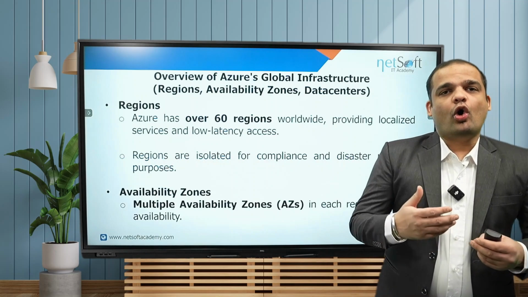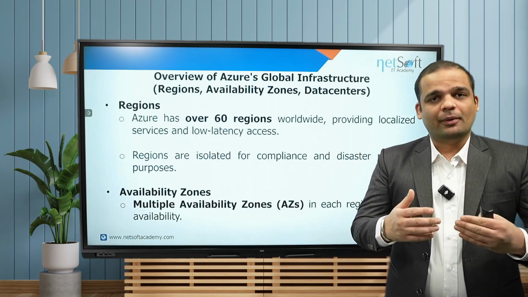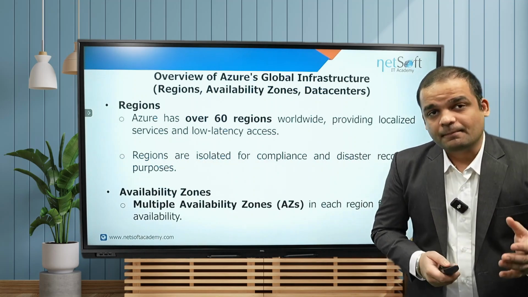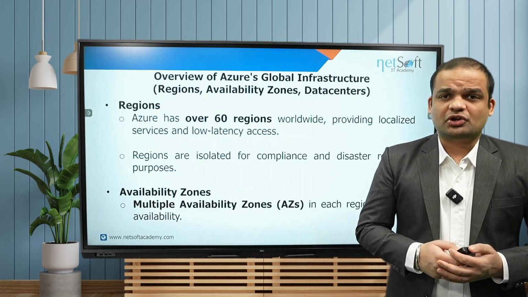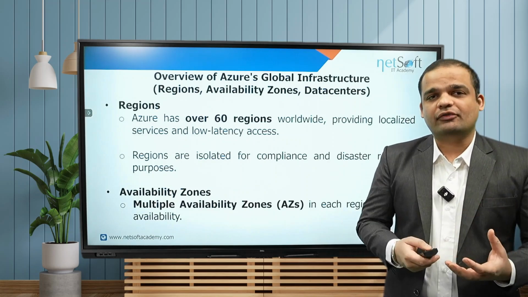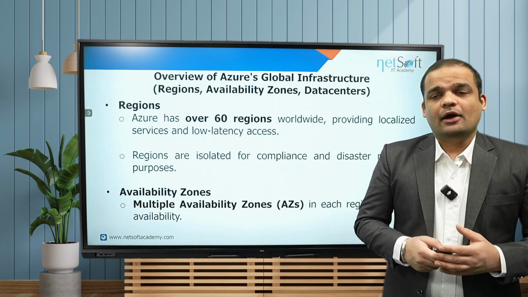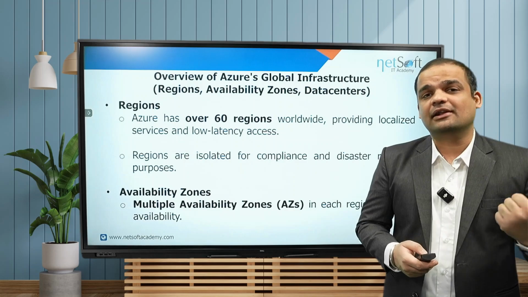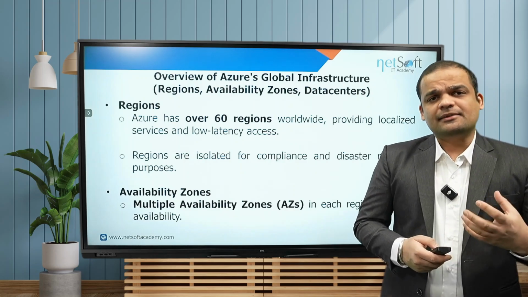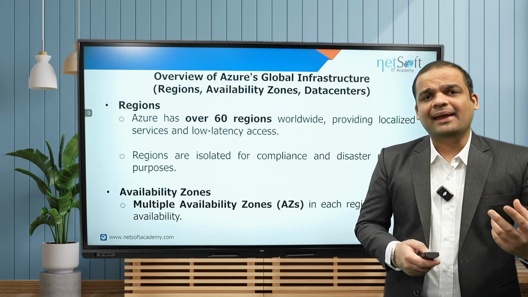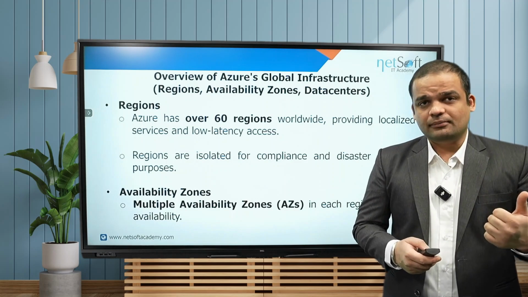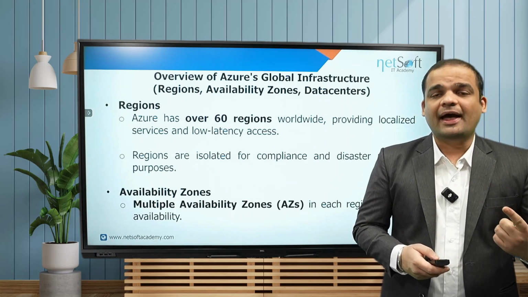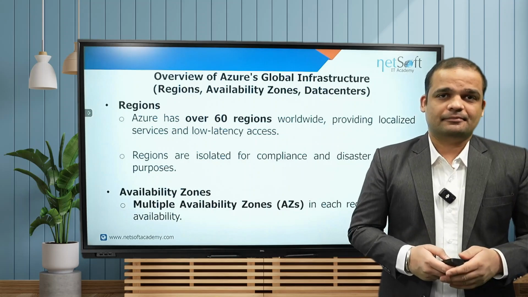Let's start with the overview of Azure's global infrastructure. Azure's infrastructure is designed to deliver services globally while maintaining high performance, scalability, and resilience. It's built on three main elements: regions, availability zones, and data centers.